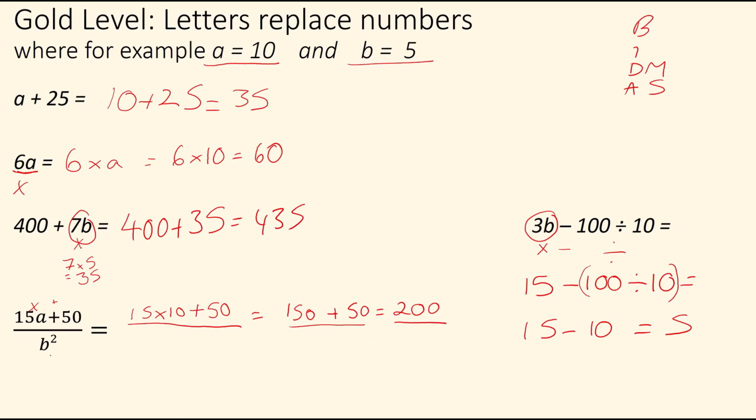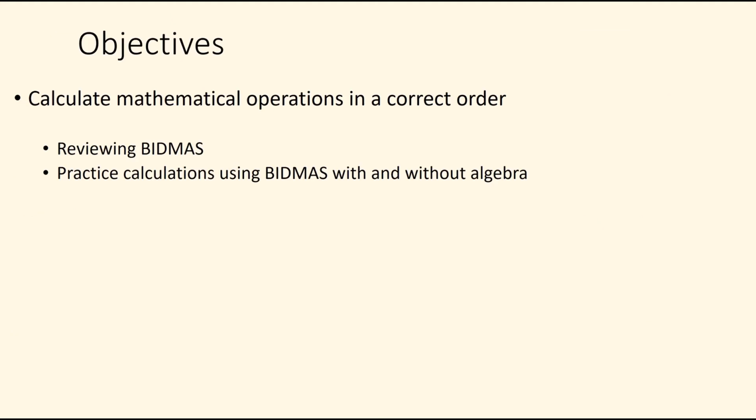The bottom line, we have got b squared. So b is 5, so that's 5 squared. So that's actually 5 times 5, and that's 25. So it's 200 divided by 25, which equals 8. And yay, we've done it.